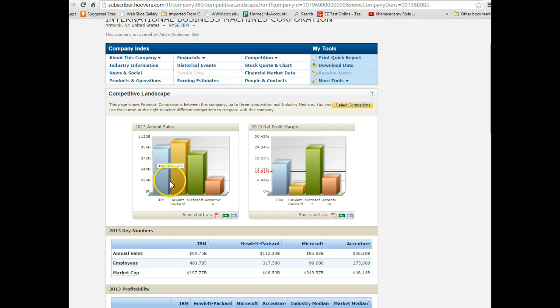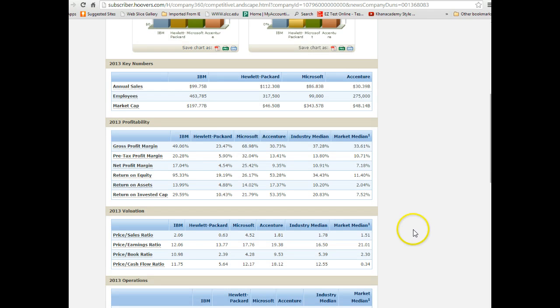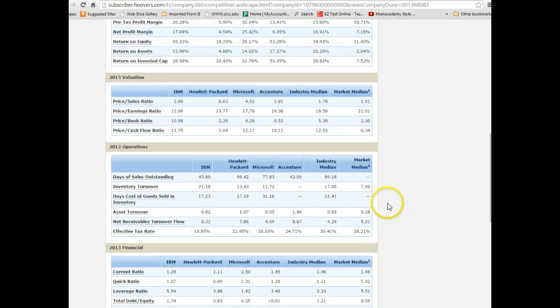Annual sales for IBM, Hewlett-Packard, Microsoft, and net profit. Whoa, look at what Microsoft's doing compared to the rest when it comes to keeping the money that they make. Some key numbers, and then they analyze profitability, but we're not doing income statements. Valuation, we're not trying to value this company. Operations, I'm not trying to see how efficient they are.